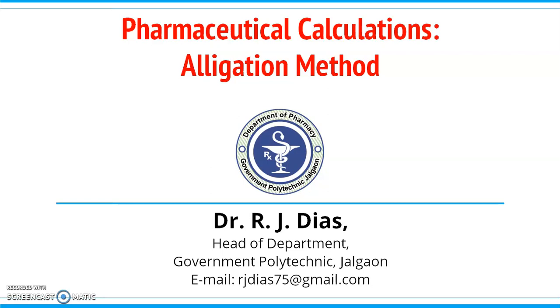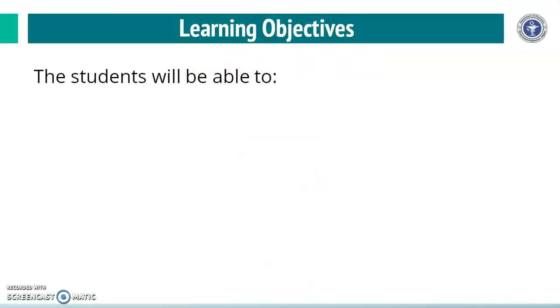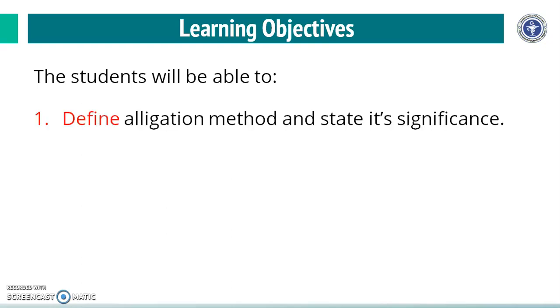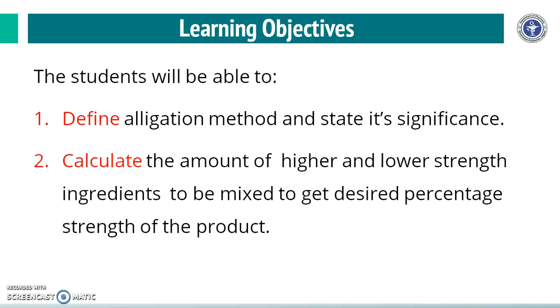Welcome you all to this session on pharmaceutical calculations, where we are going to see the alligation method. The learning objectives are: the students will be able to define the alligation method and state its significance. The students will be able to calculate the amount of higher and lower strength ingredients to be mixed to get the desired percentage strength of the product.